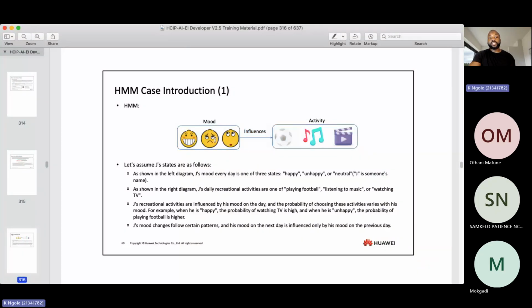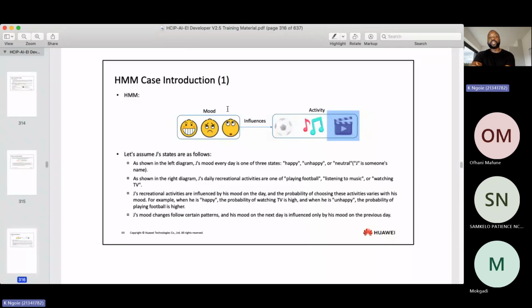So now these hidden states are the mood: happy, unhappy, neutral. And then the observable states are the activity, which are football, music, and TV. All right, so the mood influences the activity. The mood will influence the activity, but we only see the activity. We don't know the mood, we only see the activity, but they were influenced by the mood. That's why these are called hidden states.